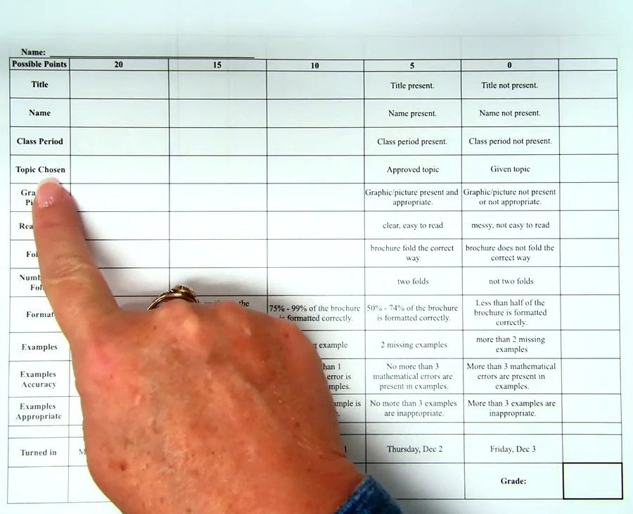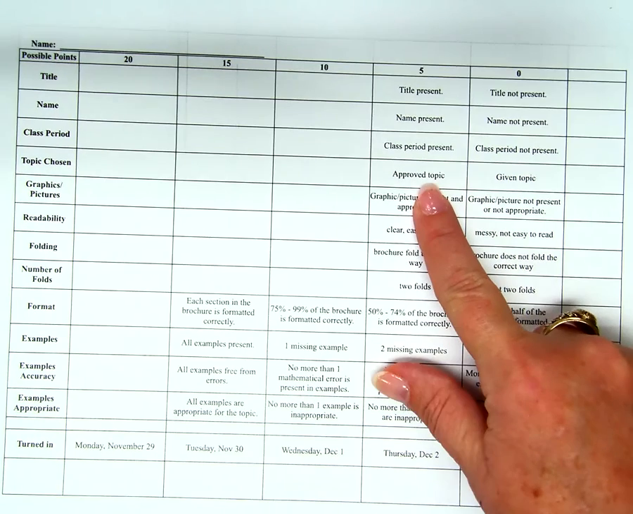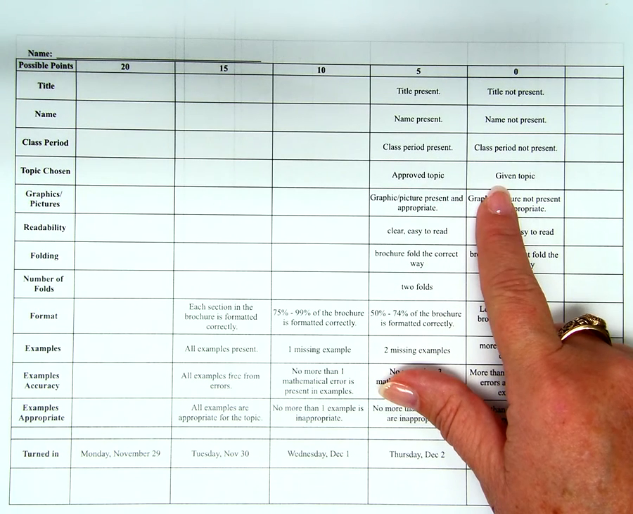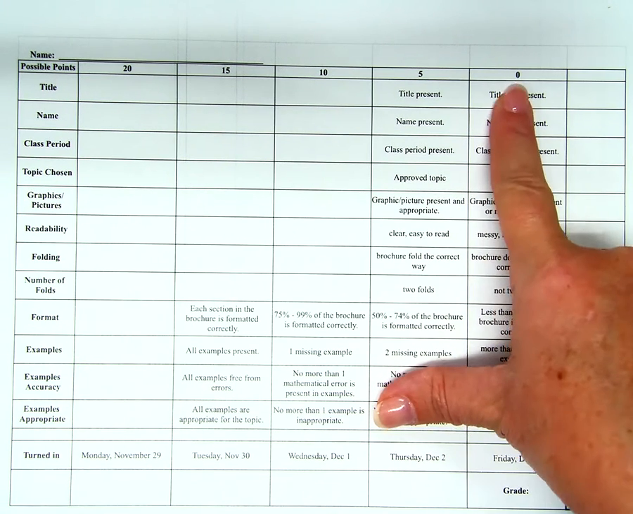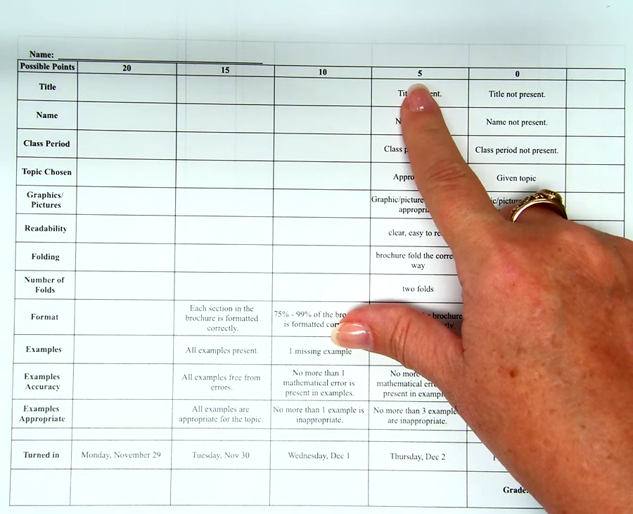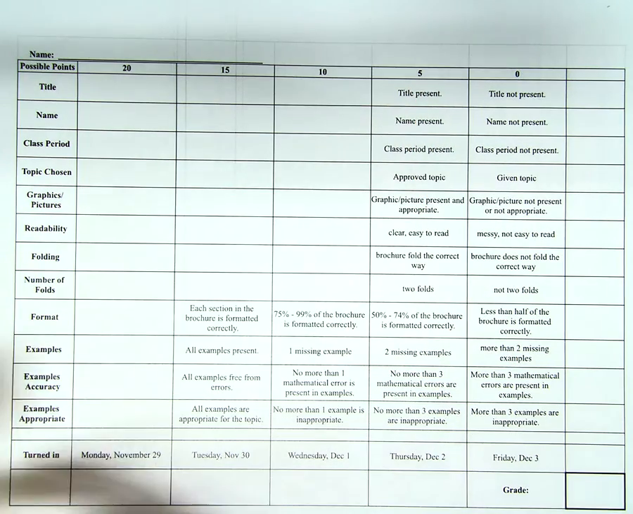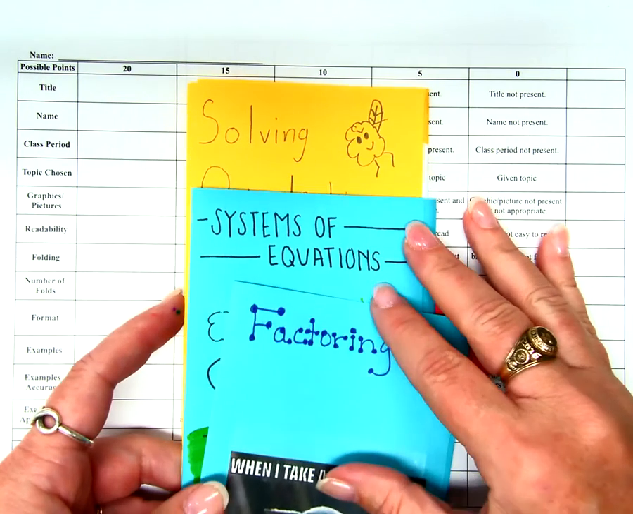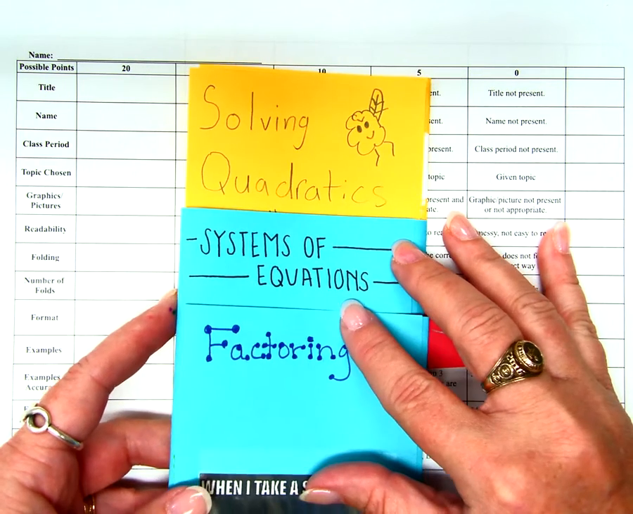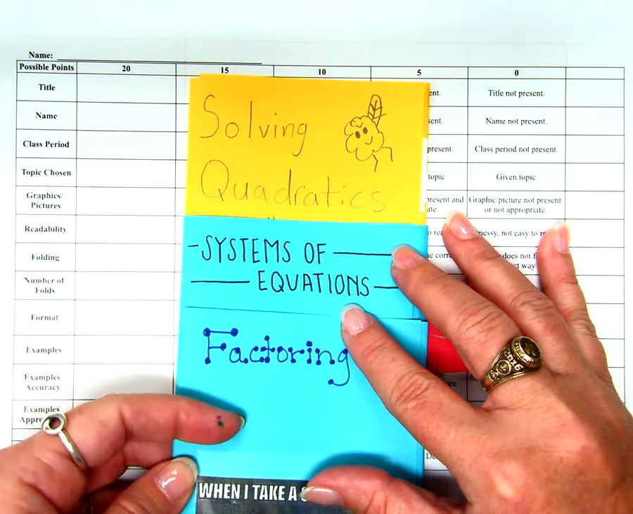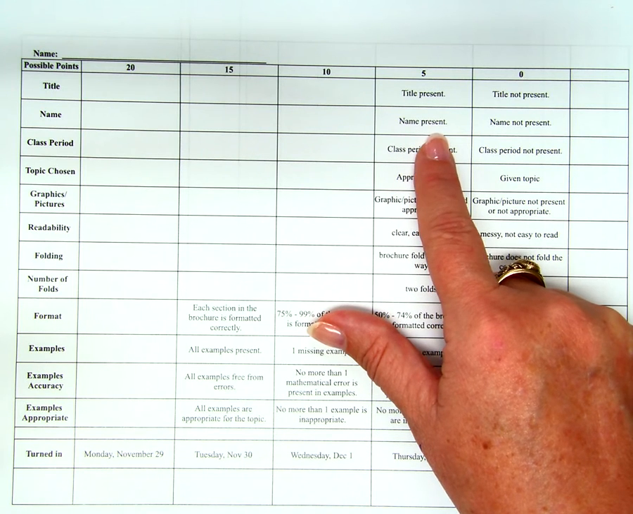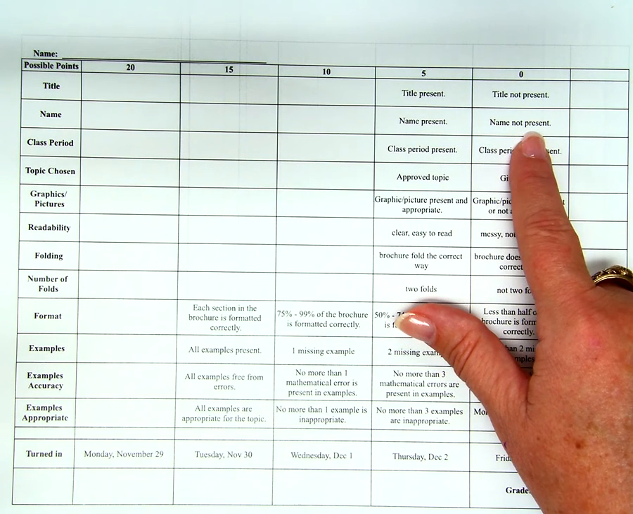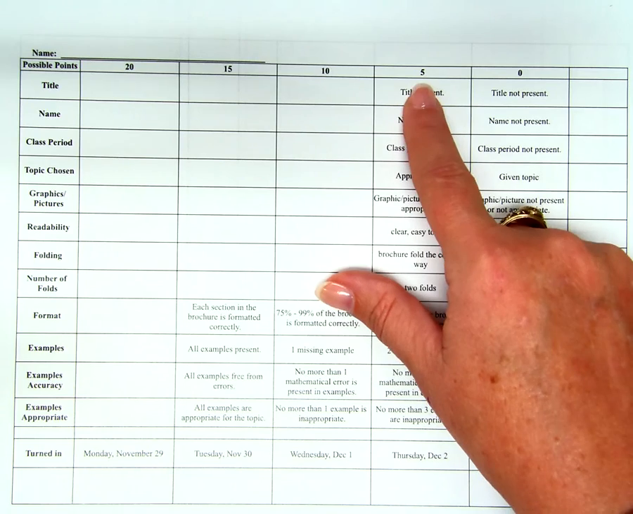So topic chosen, you get points for choosing an approved topic, or if I give you a topic. Which one would you rather do? If I give you a topic, you get 0 points. If you get an approved topic, you get 5 points. So also on Google Classroom will be a Google form that you fill out and tell me which one of these 3 you're going to do. That's literally what you have to do to get 5 points. Pretty easy 5 points. Also, look, name present, name not present. If you write your name, you get 5 points.